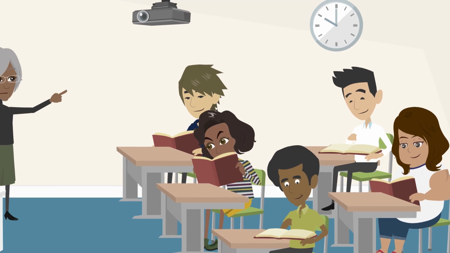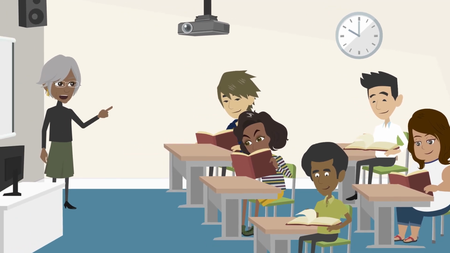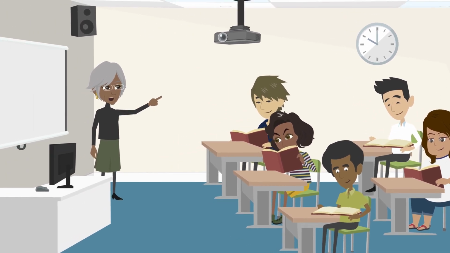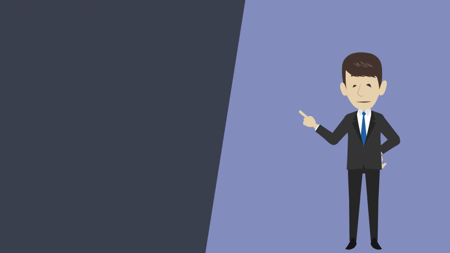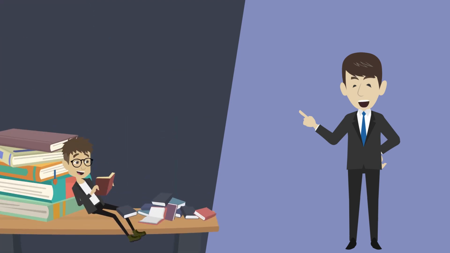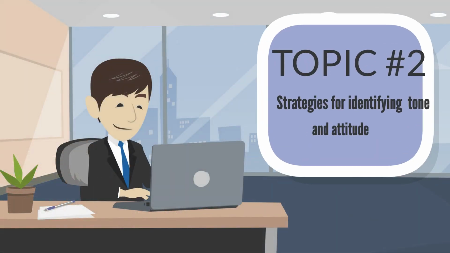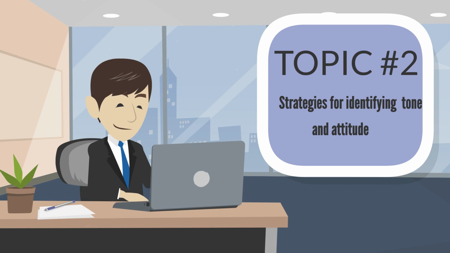Remember, analyzing and interpreting texts is an essential skill for the IELTS reading test. By following these steps and practicing regularly, you can improve your ability to understand and analyze a wide range of texts. Topic 2, Strategies for identifying tone and attitude.